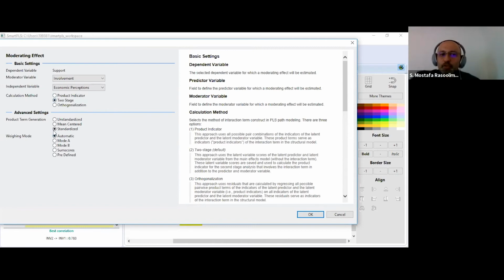For product term generation, you have to keep the default, standardized, and the weighting scheme, weighting mode, you can keep automatic. When you keep automatic, mode A will be used for reflective and mode B will be used for formative. We have some other methods, but you keep the automatic default. So for these two settings, just keep the default. Okay, and now you can click on OK.